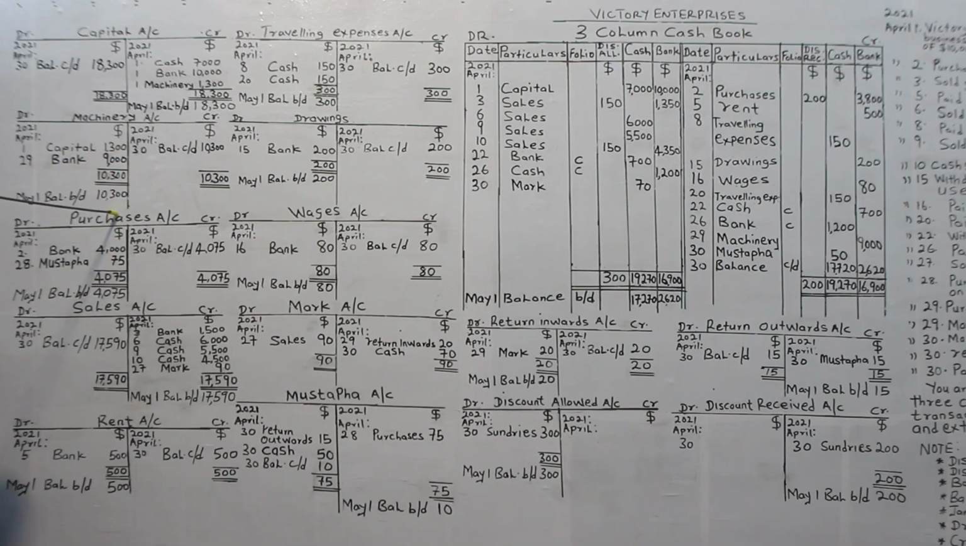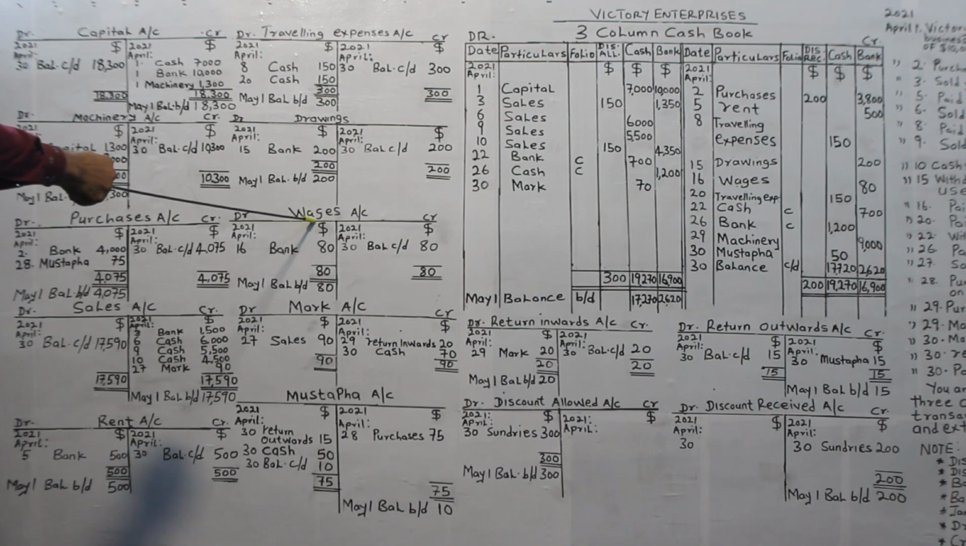To balance the purchases account, we already have 4,075 on the debit side, which is now taken to the credit side as balance carried down for 30th April 2021. The same 4,075, which is balance carried down, is brought back to the debit side under the closed figure of 4,075 and becomes a new balance for May 1st, 2021.